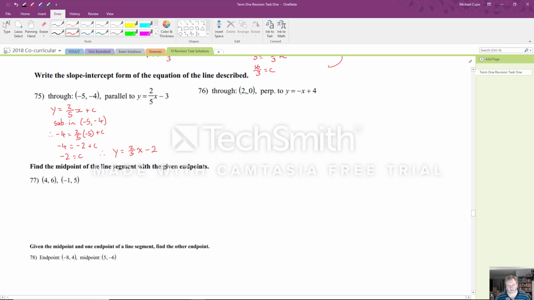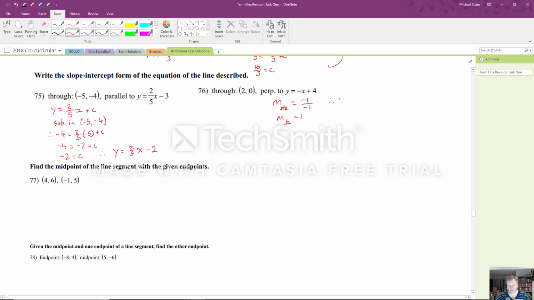Like the last one here, going through the point 2, 0 and perpendicular to the line. So the gradient of a perpendicular line, so last time I wrote perp, this time you can use the symbol for perpendicular if you like, is -1 divided by the gradient of this line, which is also -1. So the gradient of the perpendicular line is 1.